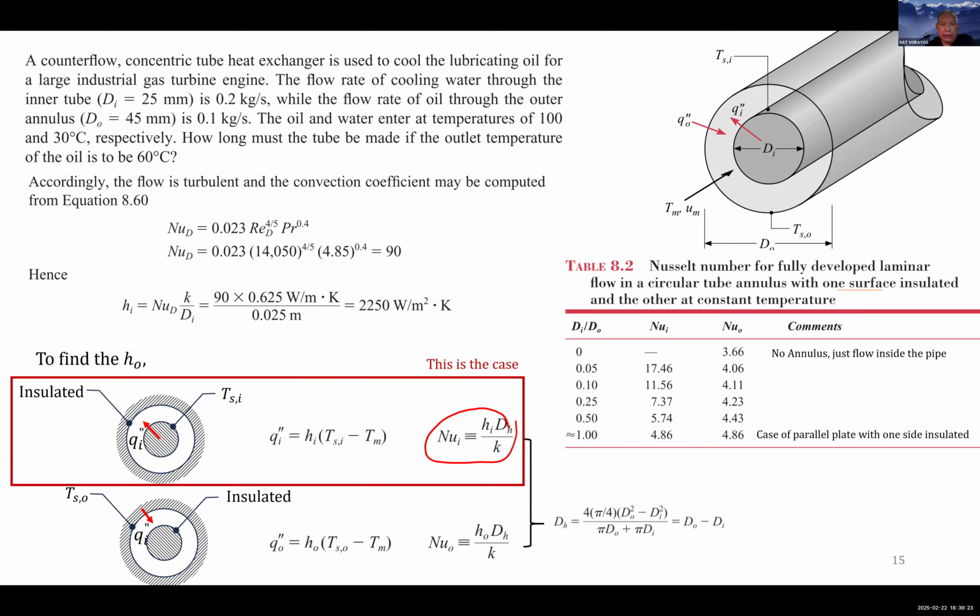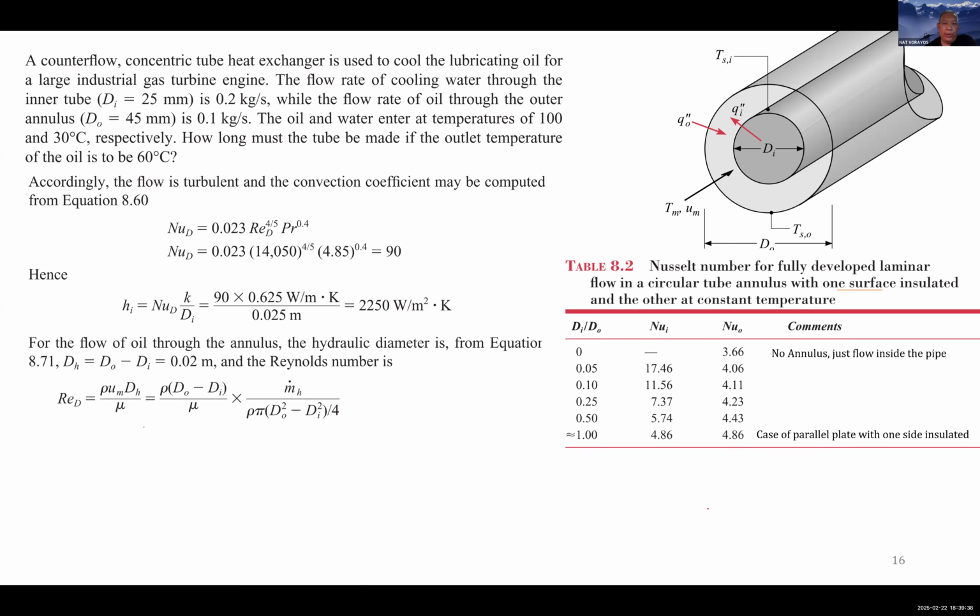Oh, one more thing. Everything here is based on the DH, and DH is specified like this, which is the DO minus DI. So I take the liberty to find the Reynolds number of the flow inside the annulus, based on my D being the DH, which I already know is the DO minus DI. Okay, substitute my UM.